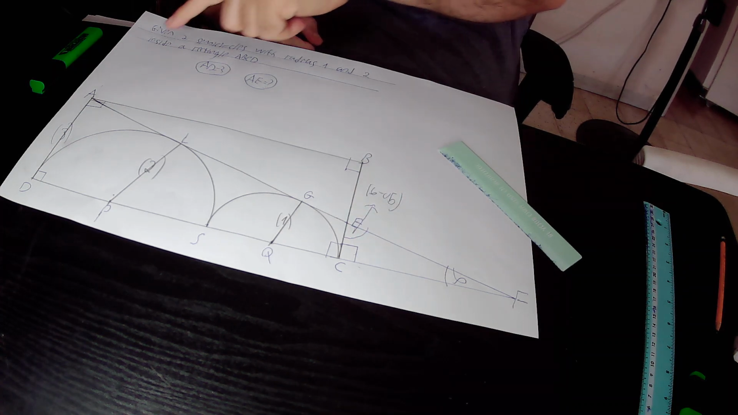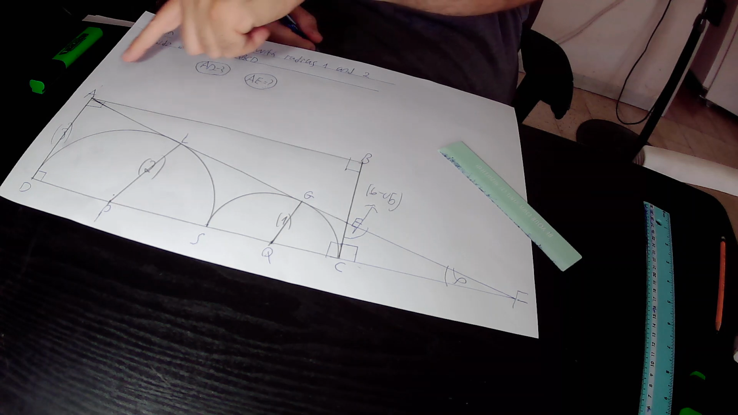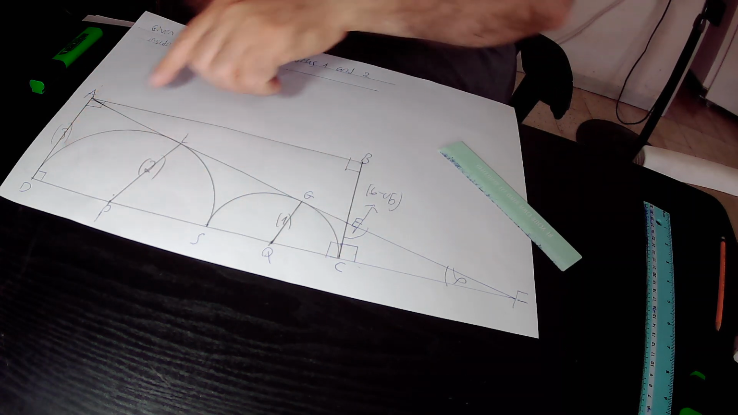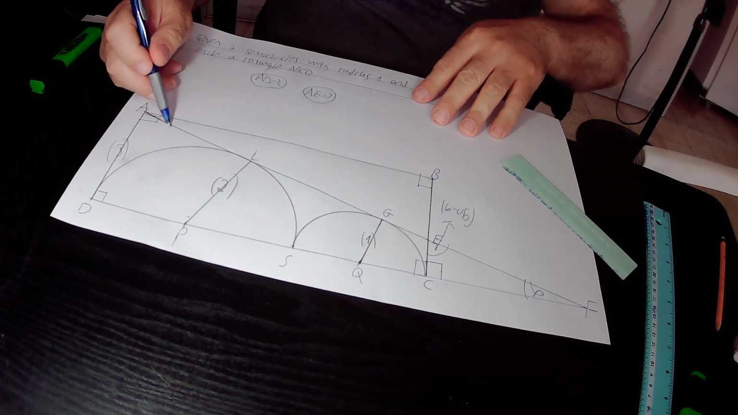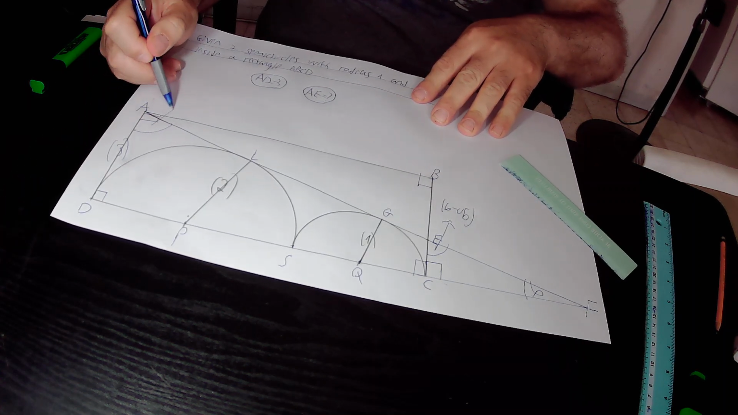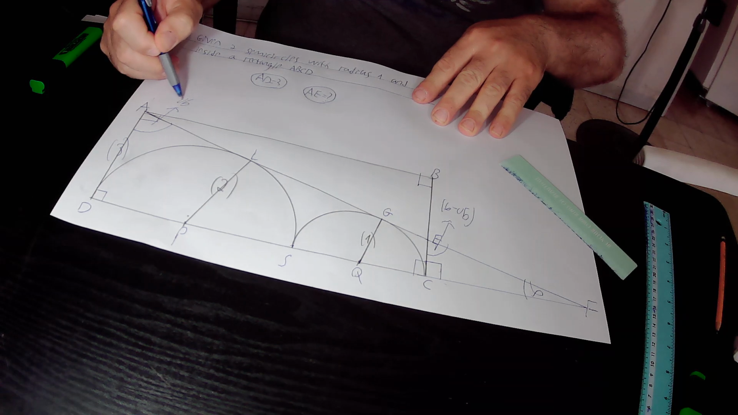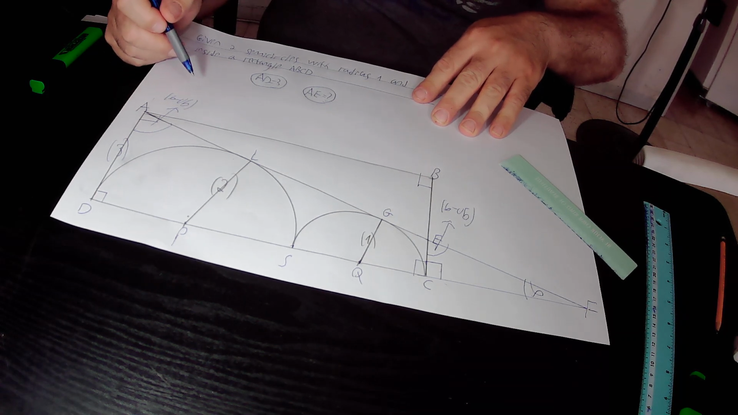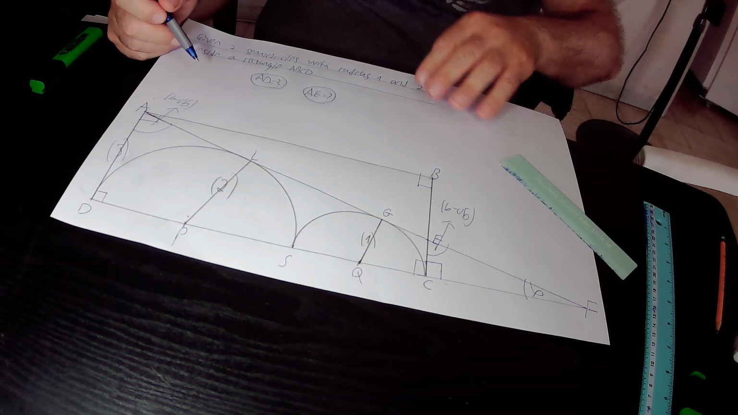Likewise, in the big right triangle ADF, this angle equals alpha. This angle equals 90 degrees, therefore this third missing angle must be equal to 90 degrees minus alpha. According to the rule, the sum of the angles in any triangle is equal to 180 degrees.